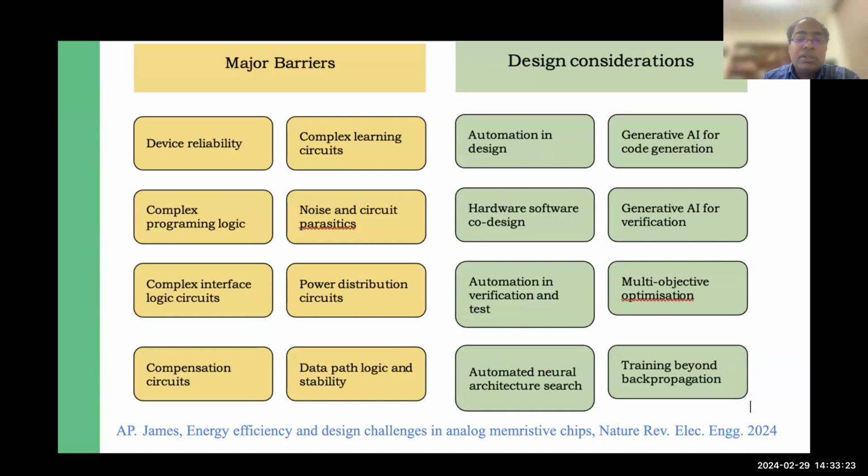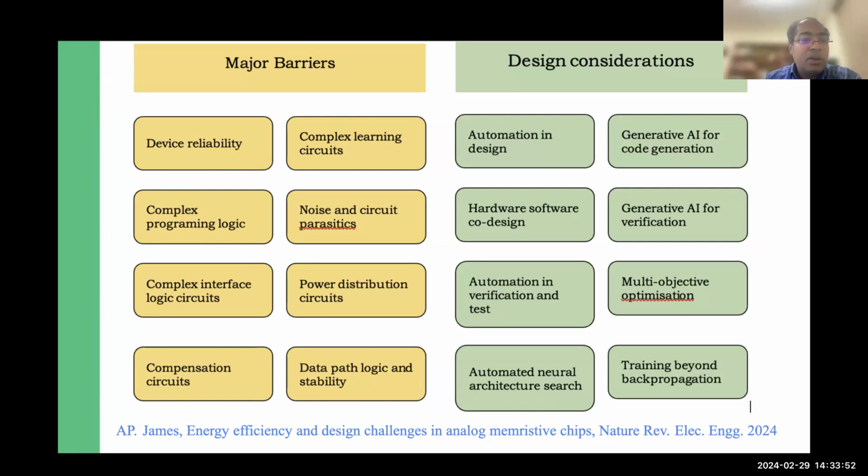Neural search, automated neural search, is another major problem at hand, because there are so many different ways in which you can connect and find what is the right set of architecture. So searching for the right kind of architecture also becomes a problem when you are building dedicated ASICs and chips around this. Training, on-chip training, is an open-ended problem that many of us are working on in this area.